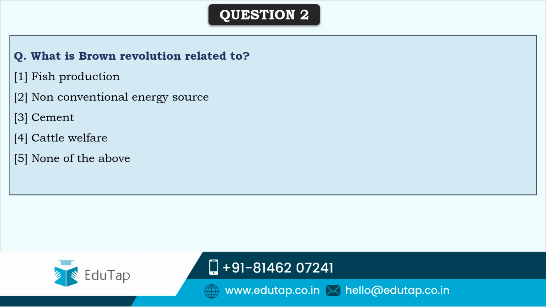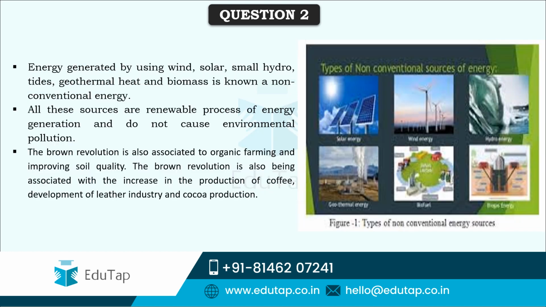So friends, next question says what is brown revolution related to? Is it fish production or non-conventional energy source or cement or cattle welfare? And the correct answer is brown revolution is related to non-conventional energy sources. And what are the various non-conventional energy sources? They are wind, sun, water, geothermal, biomass. From all these non-conventional energy can be created, and these are the sources of renewable energy that does not cause any environmental pollution.